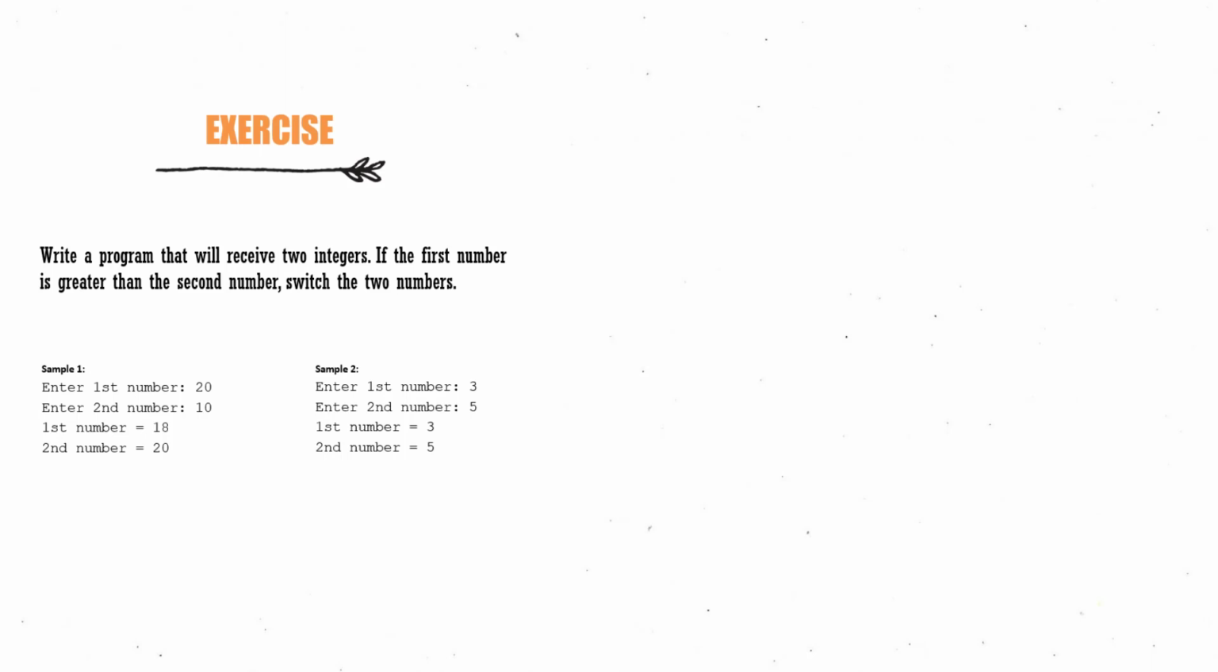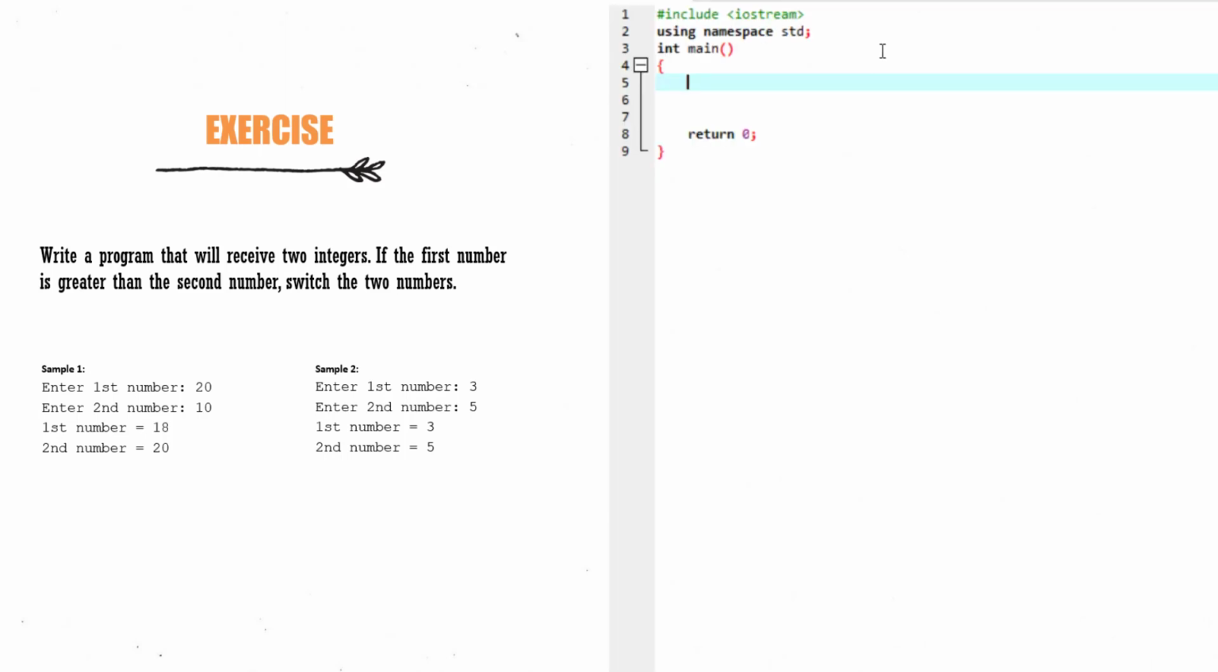Alright, so let us try and solve this particular question. Whenever you write a program, keep in mind the things that you need to have: include iostream, using namespace std, int main, etc. Okay, so now we're going to write the code. To solve this problem, the first thing that we need are the two numbers. So how do we get the two numbers?